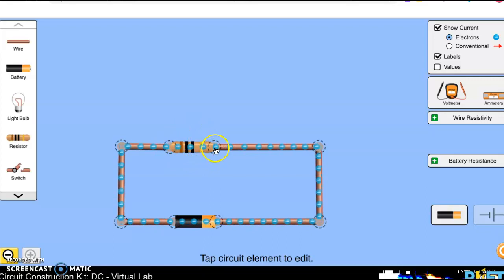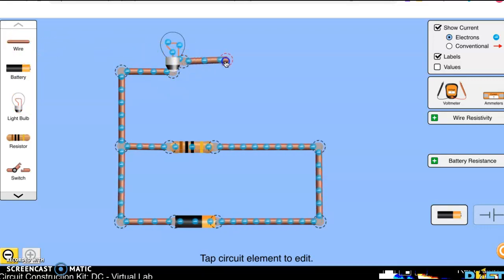A resistor slows down the electrons. And now I'm going to build a second pathway. And I'll put a couple of light bulbs in the second pathway. I'm going to put 2 light bulbs in the second pathway. So now this is a parallel circuit.